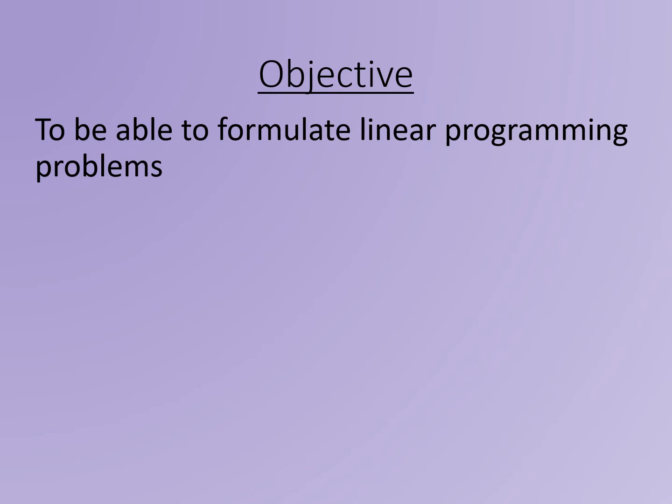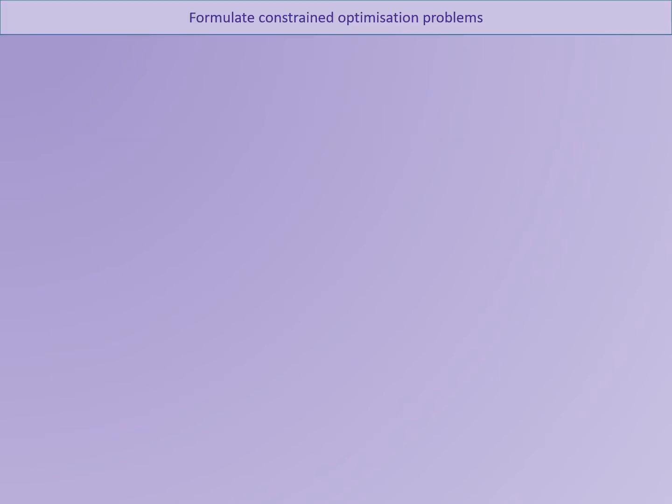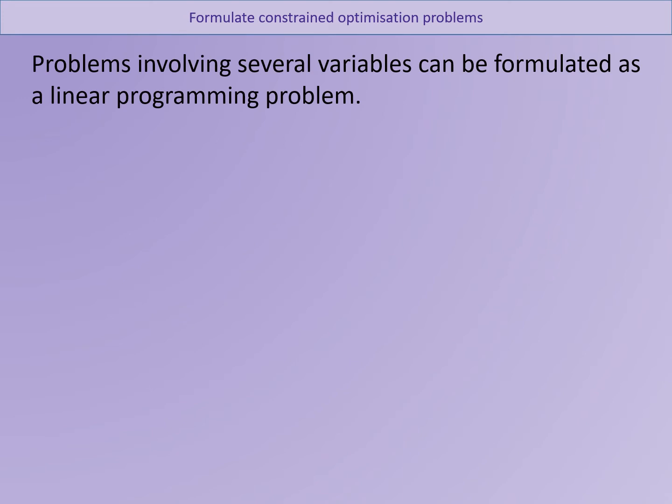In this topic, we're going to look at how to take real-world optimization problems and formulate them as a linear programming problem. If a problem involves several variables, sometimes it can be helpful to formulate it as a linear programming problem.